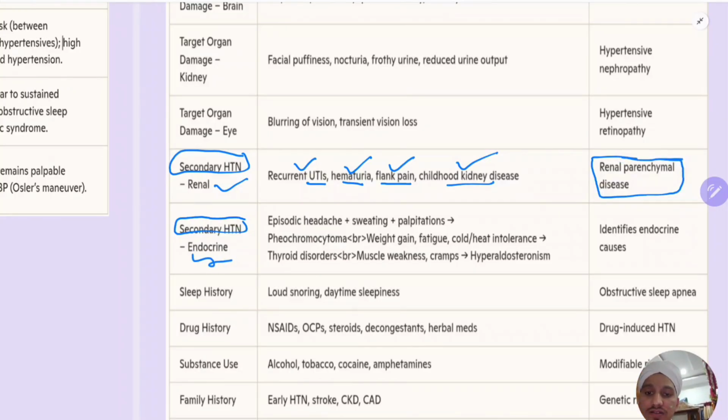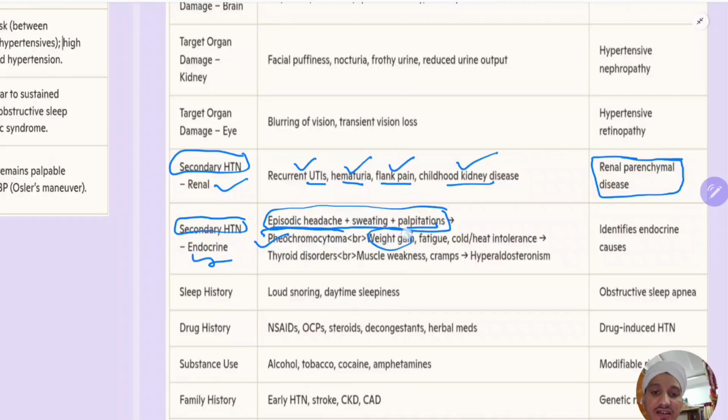Second comes the endocrine cause. In endocrine cause, if there is a triad of episodic headache, sweating, and palpitation, with episodic and fluctuating BP, and if you give an ACE inhibitor the patient will have increased BP, then it suggests pheochromocytoma. Okay, sorry, not AKI, ACE inhibitors. If you have this triad, episodic headache, sweating, and palpitations, then it suggests pheochromocytoma.